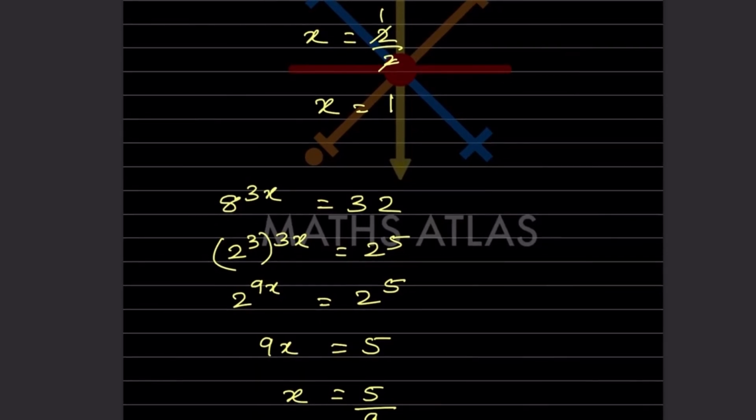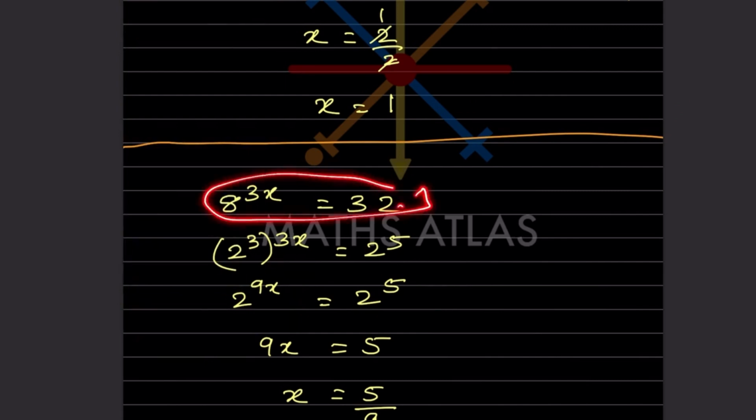Now look at the next one. We'll just put a line over here. This is the next problem. So here, so this is the question given. So now look at here, 8 raised to 3x is 32.